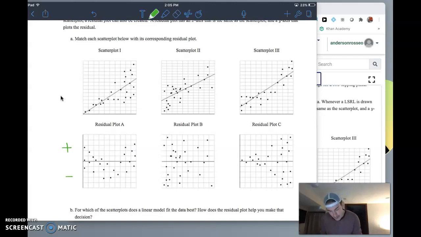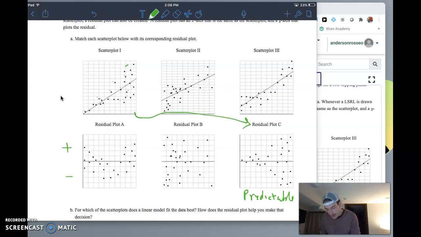Our job is to do some matching. Check out scatter plot number 1. I see some dots that are really, really close to the line, and then as we get further along the x-axis, my dots get farther and farther away. That's telling me that scatter plot number 1 is going with residual plot C. Okay, that was pretty predictable for me.